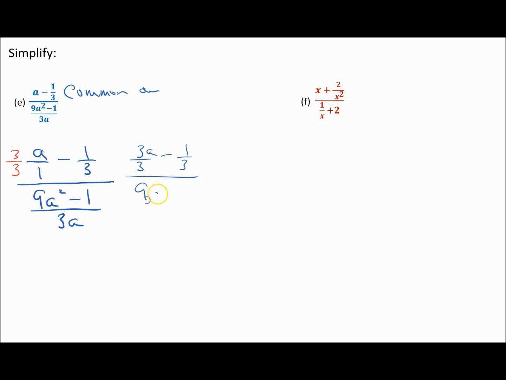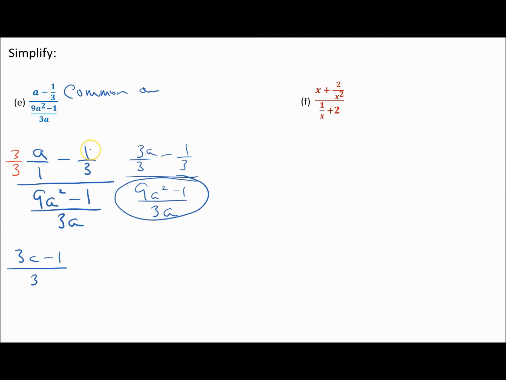And I'm rewriting the denominator again. Okay, now that these have a common denominator, I can rewrite that as 3a minus 1 over the common 3. Now, why don't we go ahead and flip here? And again, we can do that because it's a single fraction. I could not flip in the numerator, even if I had to.